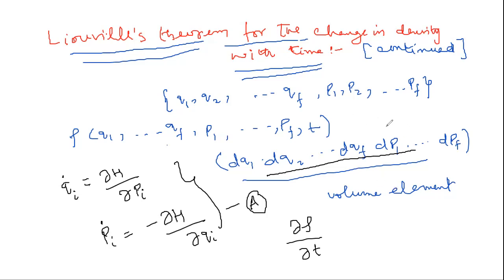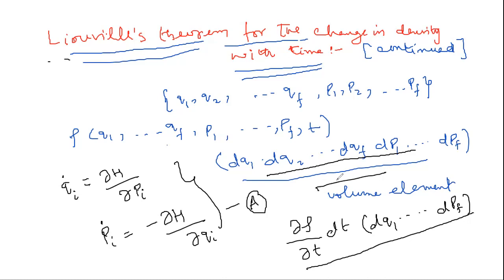So dou rho by dou t times dt, when we multiply this thing by this volume element, which is dq1 up to dpf, this gives me the change in the number of systems within this volume element, which is my volume of interest, in time dt. Then we said this change in the number of systems existing in this volume element is due to the number of systems entering and leaving this volume in time dt, right?